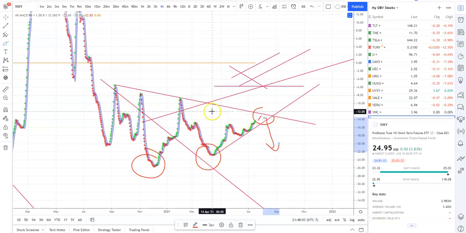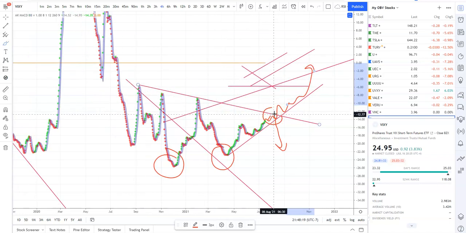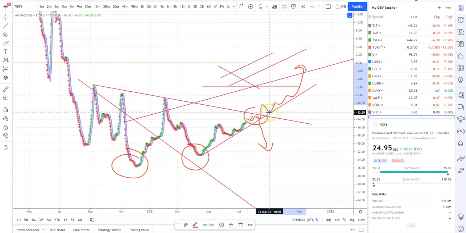Okay? But if the opposite were to occur and we keep getting this series of higher lows, break out through this downward sloping trend line on the 4 hour and continue up higher, this to me is a fairly significant warning sign in the market.